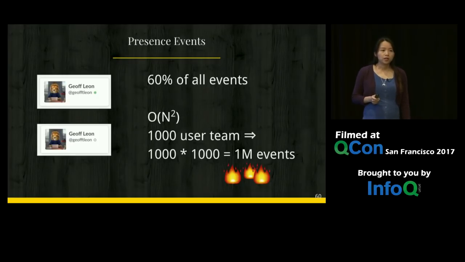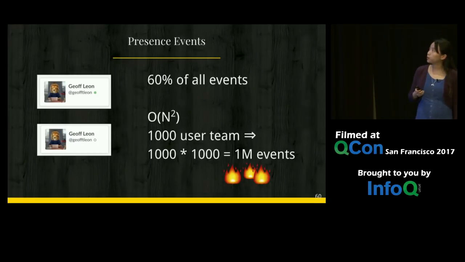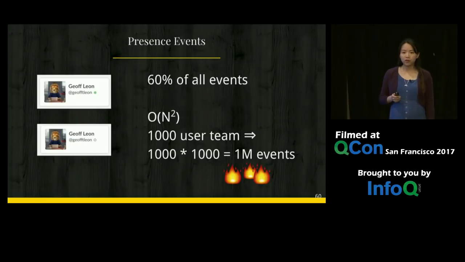The first thing we moved to client PubSub is presence update. This is a feature where when the user goes online or offline, we render a green or gray dot by the side of your avatar. Presence events used to be 60% of all the events in terms of volume due to its volatile nature. On a 1,000 user team, suppose each user flips their presence once. It generates 1 million events. It grows with n squared in big O notation.